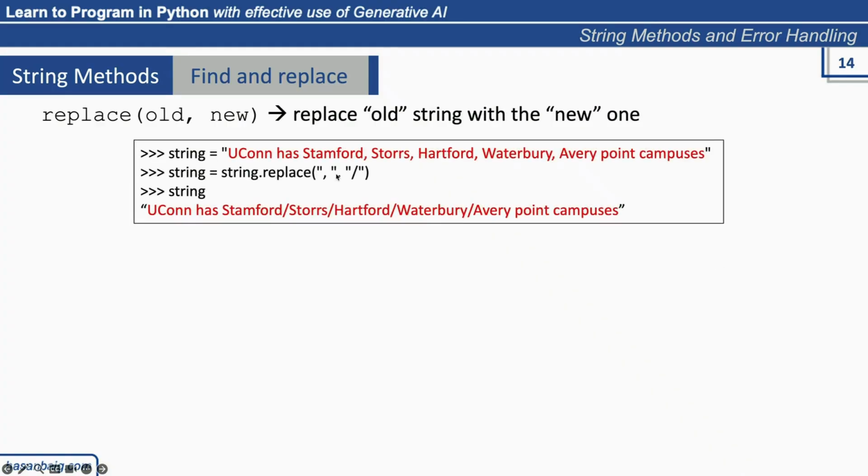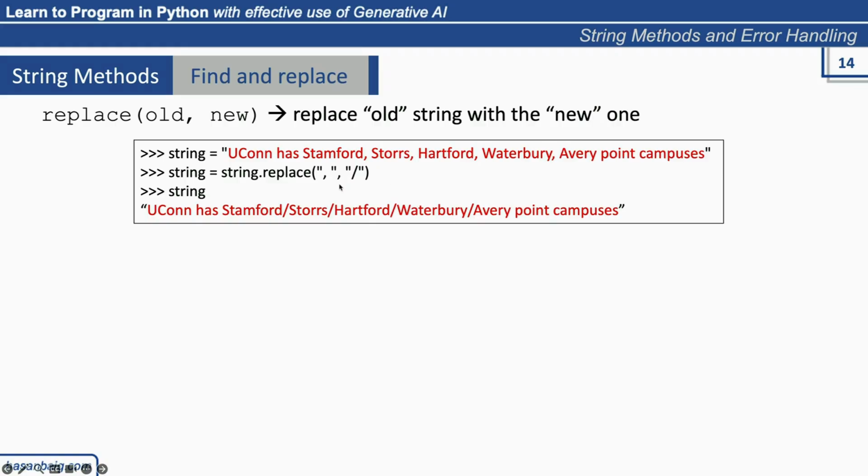We have a string: UConn has Stamford, Storrs, Hartford, Waterbury, Avery Point campuses. We want to run the replace method on this string and replace comma with a forward slash. When you see the updated string, it would be Stamford / Storrs / Hartford / Waterbury / Avery Point campus. All commas are replaced with forward slashes.